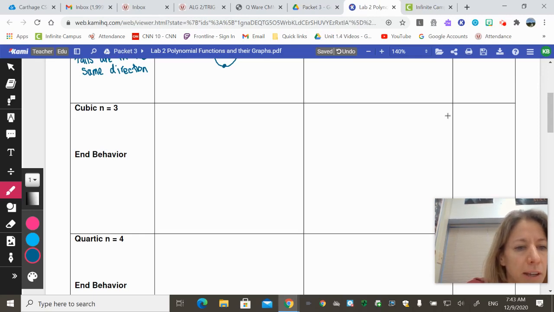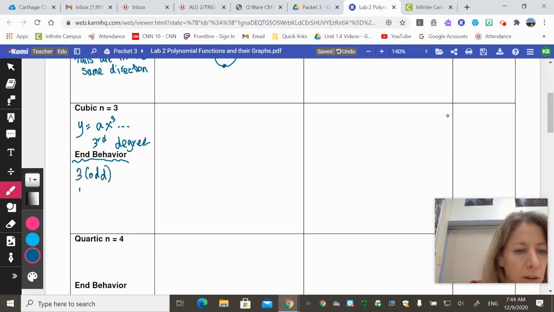So again, a cubic is a degree of 3. So y equals ax cubed dot, dot, dot. This is the highest exponent. It's a third degree. Again, we'd expect 3 roots. The end behavior, well, since 3 is an odd number, our tails are going to be in opposite directions.